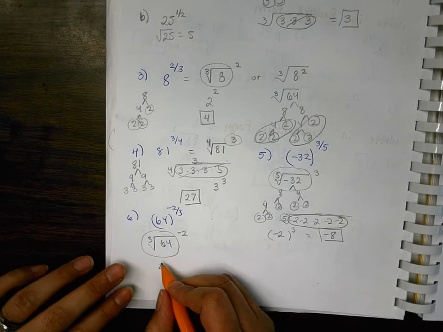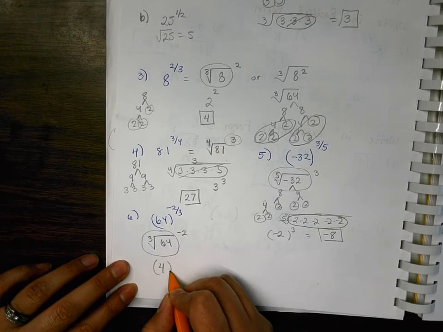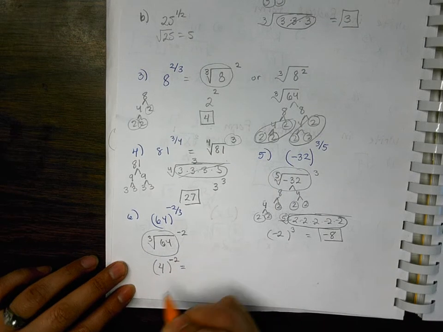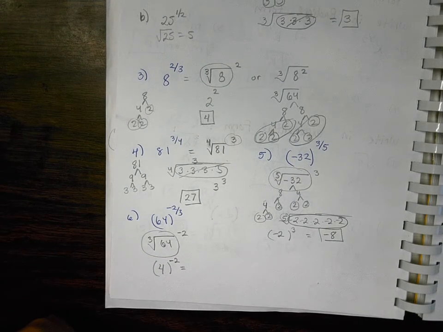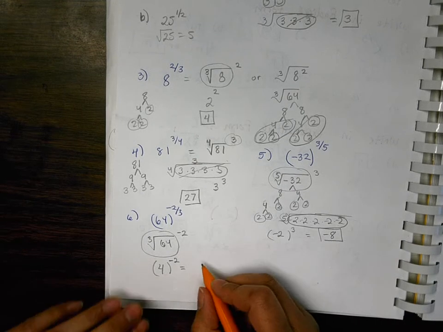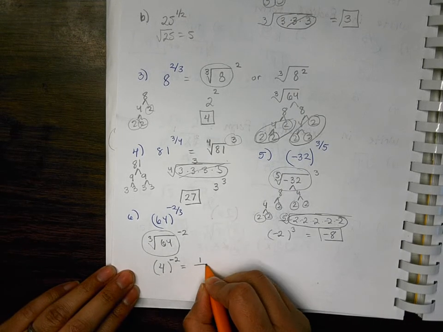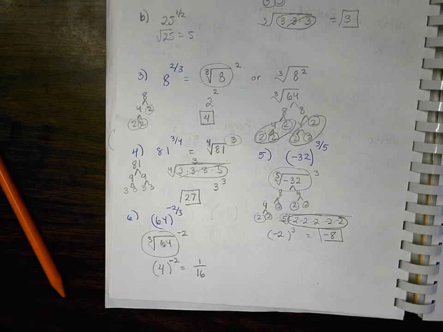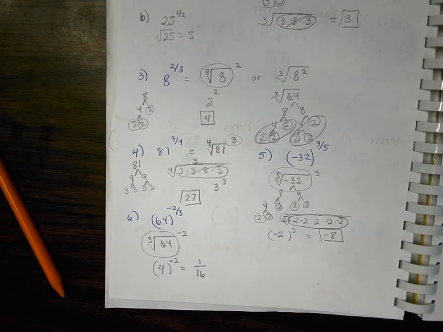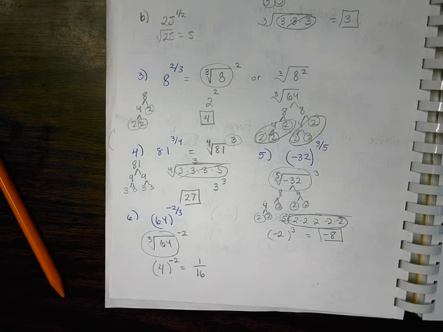But I'm not left with 4, I'm left with 4 to what power? And is 4 to the negative 2 16? Negative 16 or 1 over 16? Negative 16. Do you guys remember that from last year? A negative exponent does what to your base? Makes it go to the bottom of the fraction.